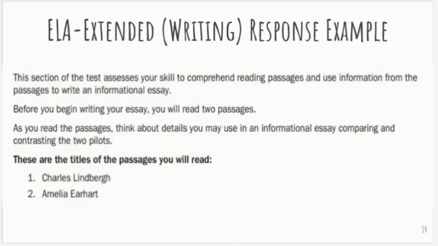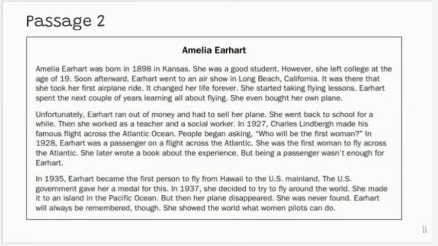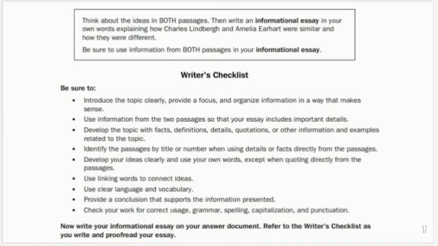Okay? Then we're going to come down here. You can see that here is the story of Charles Lindbergh, which is passage 1. Here's the story of Amelia Earhart, which is passage 2. And then they're going to come to this, okay? And it says, think about both passages and then write an essay in your own words explaining how Charles Lindbergh and Amelia Earhart were similar and how they're different. So we've done a lot this year with comparing and contrasting. So it's asking them to use the information that they read to compare and contrast Charles Lindbergh and Amelia Earhart.